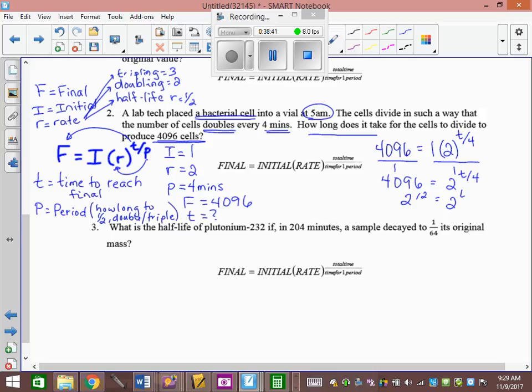equals 2 to the t over 4. So what we actually have is 12 equals t over 4, multiplied by 4. T equals 48 minutes. Now we ask ourselves, does that actually make sense, 48 minutes? Yeah. If you had accidentally divided, you would say 3 minutes. Does that make sense? It doubles every 4. I need to get to 4,096. Does 3 minutes make sense? No. So you have to think, does it make sense?